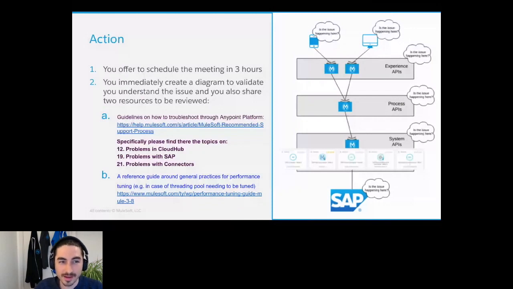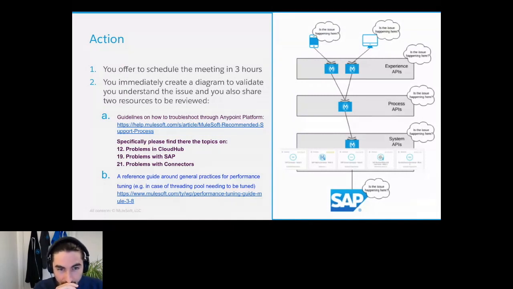You immediately create a diagram, some sort of draft maybe, to validate that you understand the issue. And you also share 2 resources to be reviewed. The diagram, you can see it on the right. It's a quick draft I put together. I really had no idea how the system was, or the history of the customer. So you put the API-led approach, you put the three APIs there, and you assume that the issue could happen anywhere because you don't have the details.